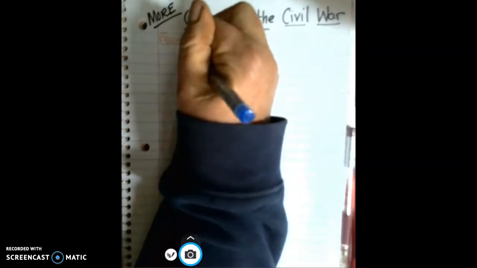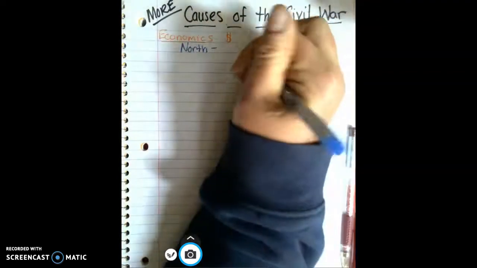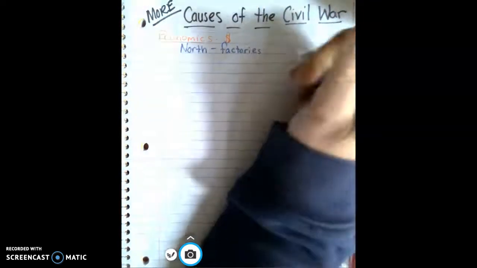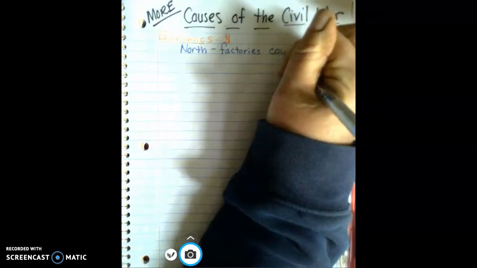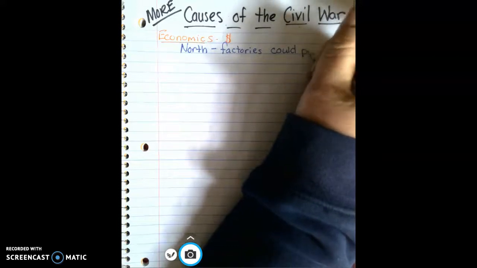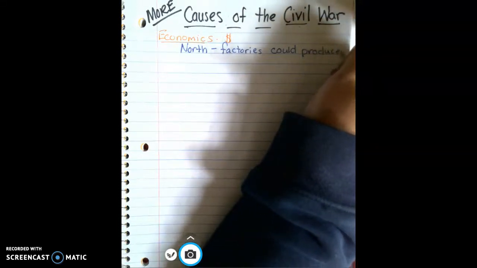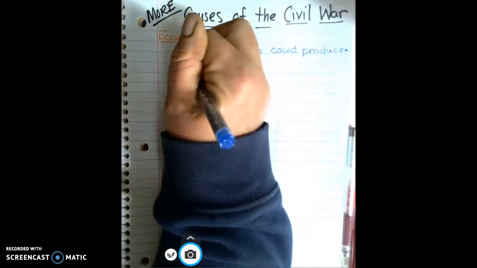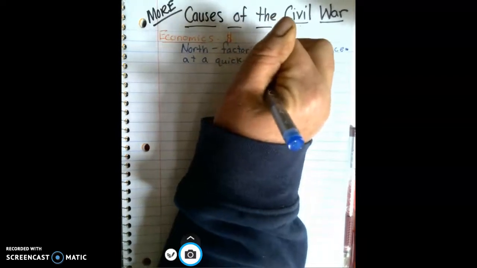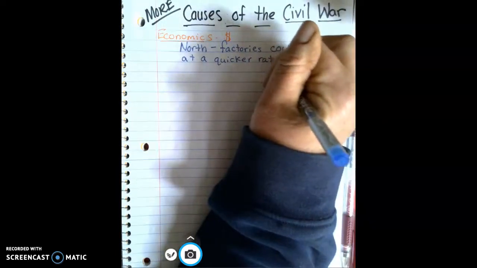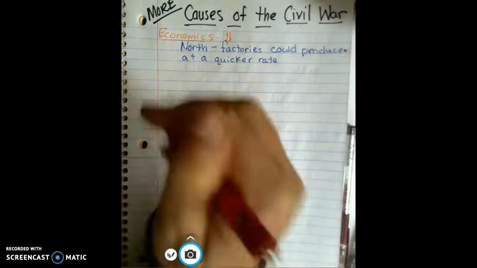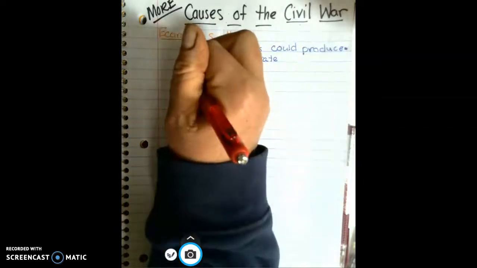So remember the northern states? They had the factories, right? So to make money, those factories could produce items. And because the North had all the factories, the North could produce items at a quicker rate than the South, right? So they could make stuff faster because they had more factories. Now, the South, and remember the North had paid labor.